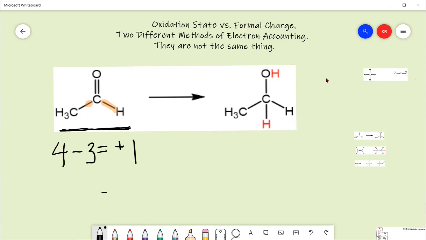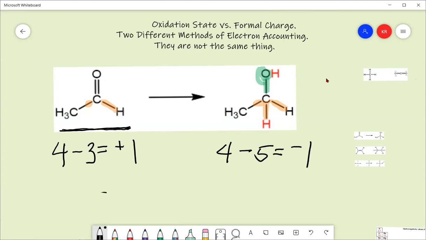And now when I'm looking at this molecule over here on the right, this is ethanol. What am I going to assign? I am going to assign these electrons to carbon, these electrons to carbon, and one of these electrons to carbon. The electrons from the carbon-oxygen bond are going to get assigned to the oxygen. So what's my oxidation state? It is going to be 4, starting with the group number, minus 2, 4, 5 is equal to minus 1.